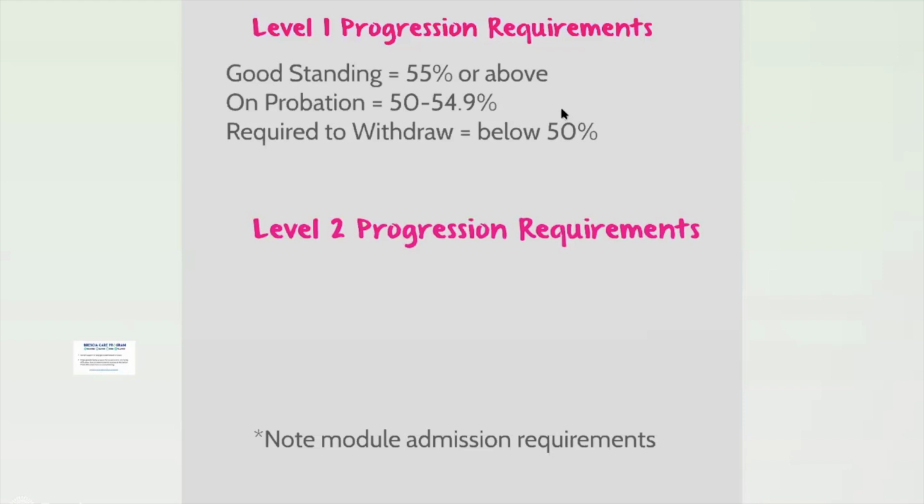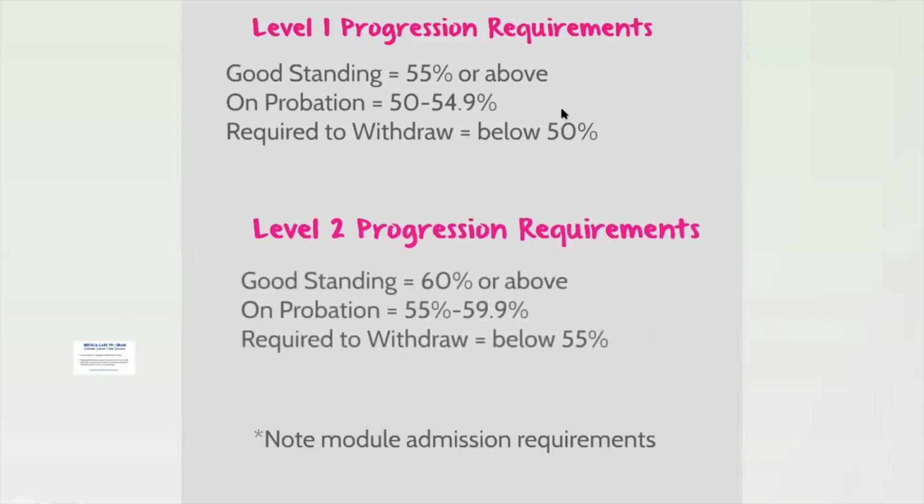So level 2 progression requirements, if you have any transfer credits, you may be looking at level 2 progression requirements after your first year at Brescia with us. So we would be looking for a slightly higher average in order to be in good standing. That would be 60% or above. Anything between 55 to 59.9 would be considered on probation. And anything below 55%, you would be required to withdraw.